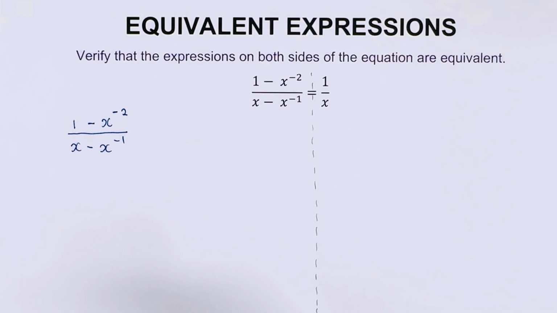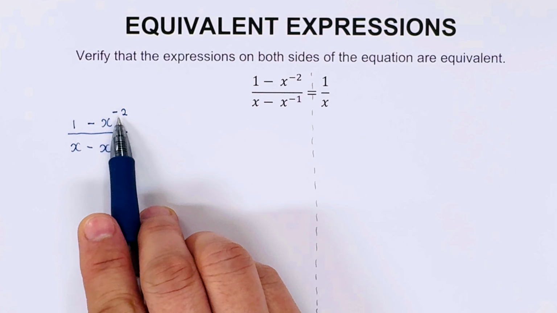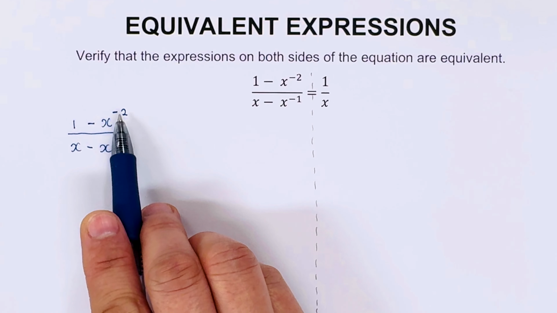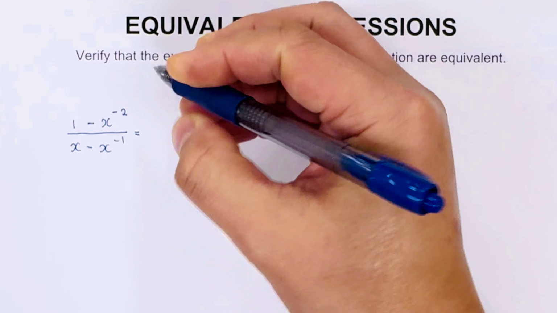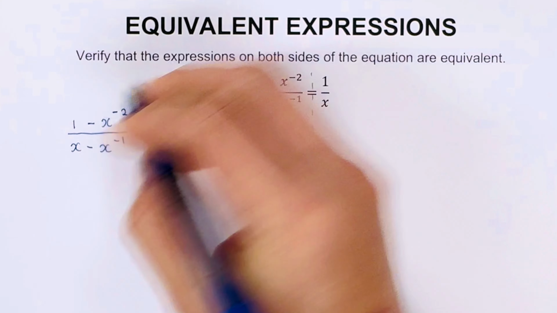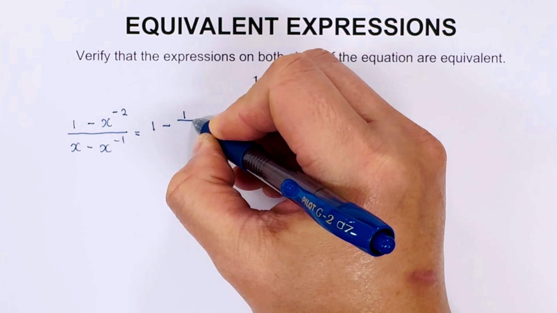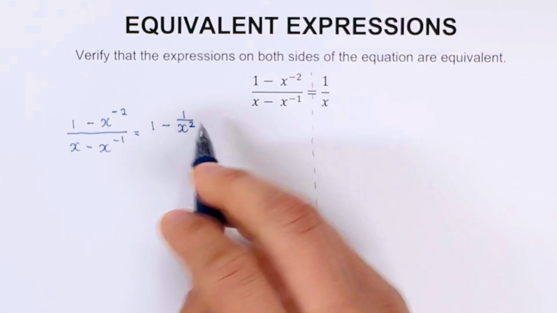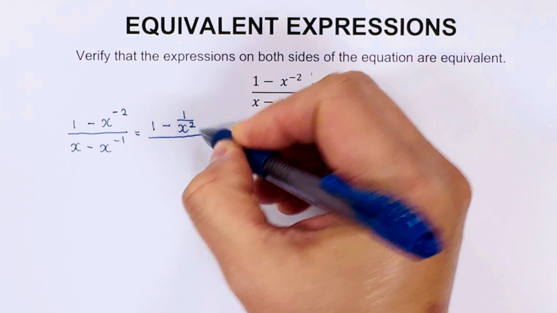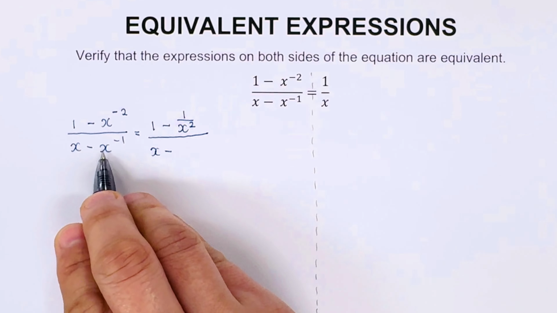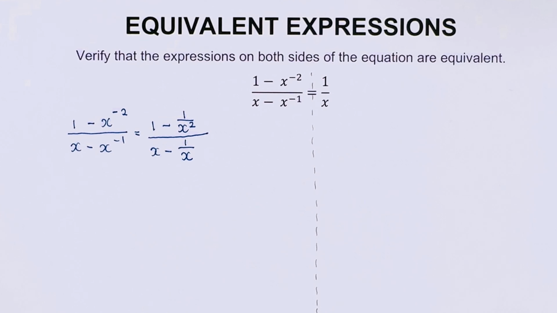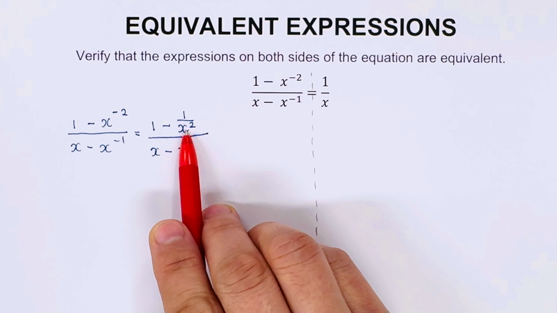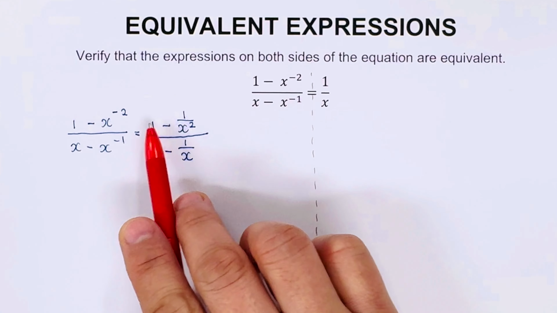Now, we remember that if we have a negative exponent, we can make it positive by writing its reciprocal. So this is how it's going to look. We have 1, and we get the reciprocal of this, so that would be 1 over x squared. So it's now positive over x minus the reciprocal of this, which is 1 over x. If you notice, the denominators for these two fractions are not the same.